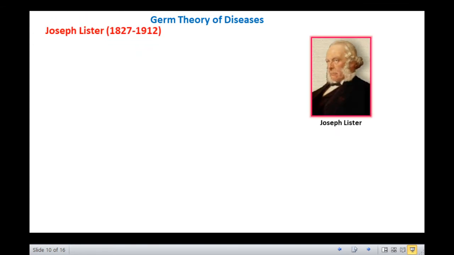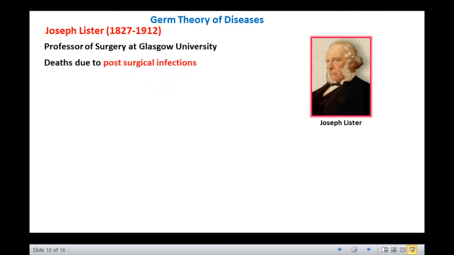Joseph Lister was a professor of surgery at Glasgow University. He was worried about the fact that many people survived the trauma of an operation but died afterwards due to post-surgical infections known as ward fever. In the Edinburgh hospital where Lister worked, almost half of the surgery patients died from such infections.